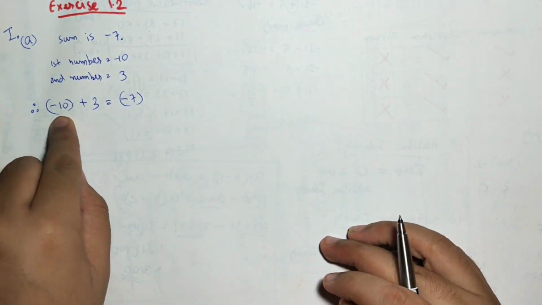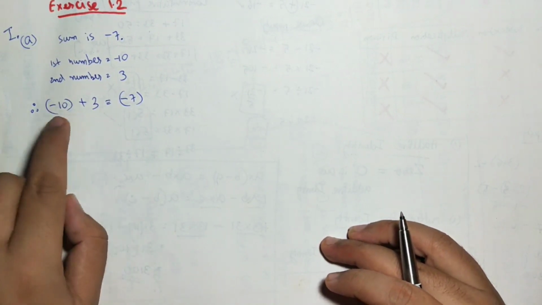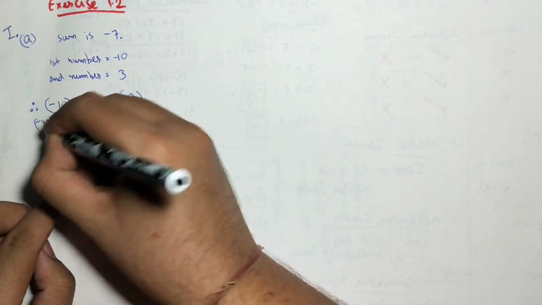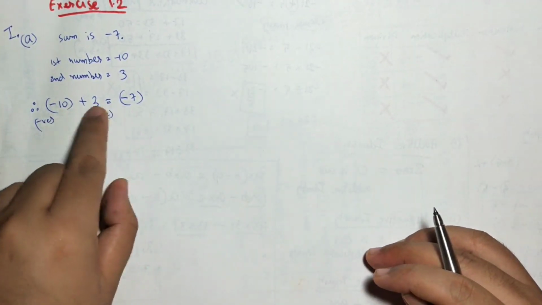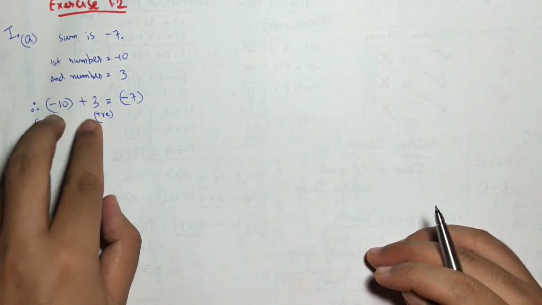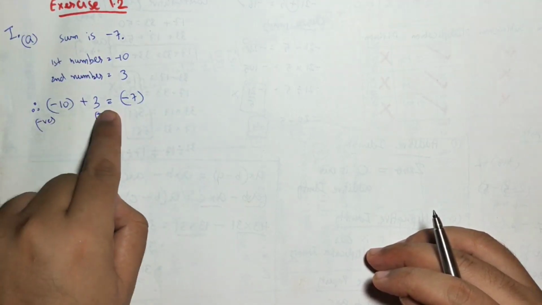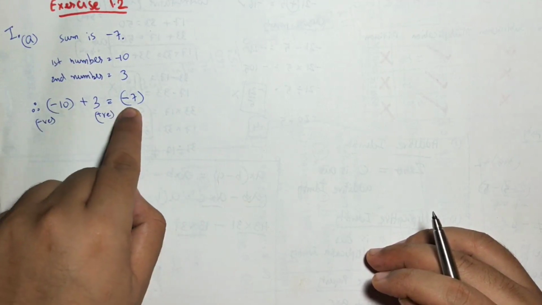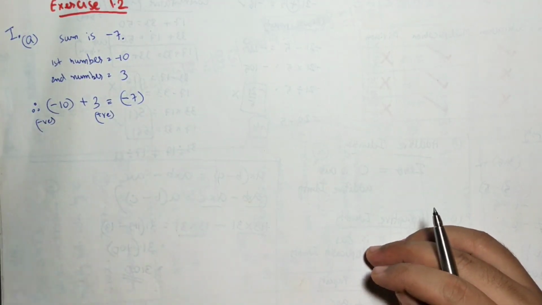See, there is one negative integer, there is a positive integer. If there is one negative integer, one positive integer, you have to subtract them. No doubt there is a positive sign in between, but we have to subtract them. That is a rule of integers. After subtracting them, we'll keep the sign of the bigger number. The answer is minus 7. Likewise, you have to think of two more numbers.